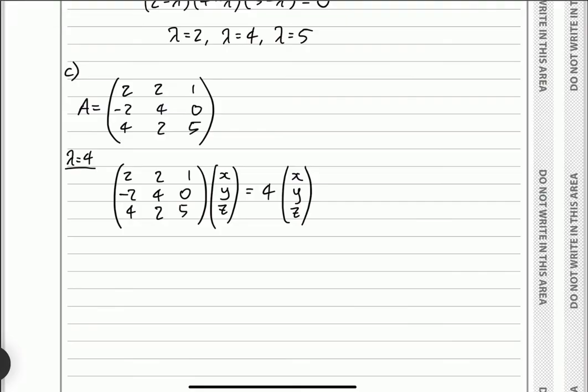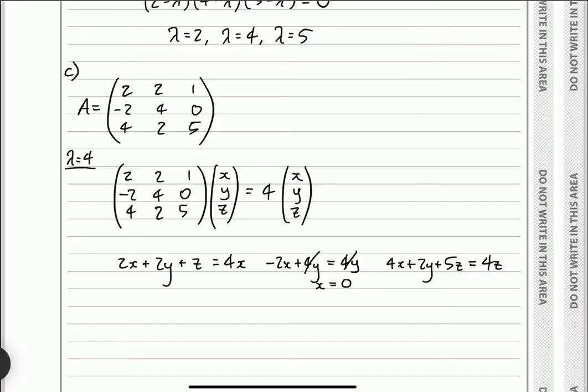So now I can peel off the components one by one. So we've got 2x plus 2y plus 1z must equal 4x, not particularly helpful. Let's have a look at the next one: minus 2x plus 4y plus 0z is equal to 4y. That's much more helpful because that tells us that x must equal 0. And the last one, 4x plus 2y plus 5z is equal to 4z. Now if we know that x must equal 0, that is telling us that z is equal to minus 2y.